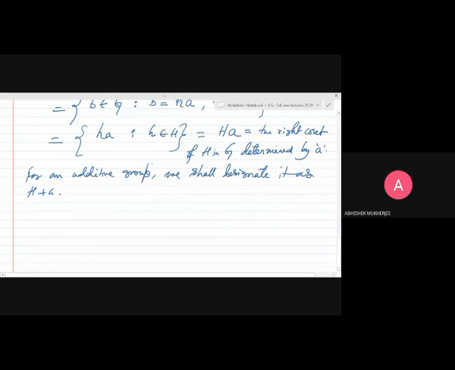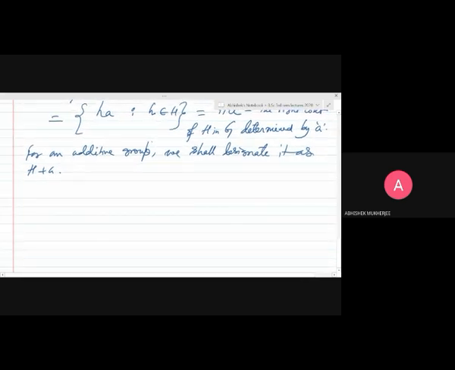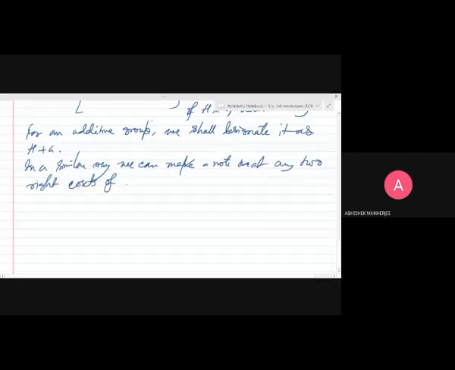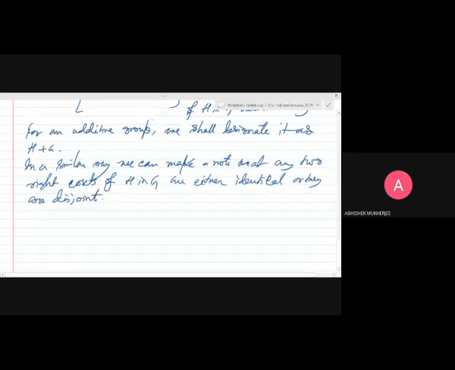And since these are the equivalence classes, we all know that any two equivalence classes are either disjoint or identical. So distinct right cosets are disjoint, right? In a similar way, we can make a note that any two right cosets of H in G are either identical, that is equal, or disjoint. That is, distinct right cosets of H in G are disjoint. Okay.